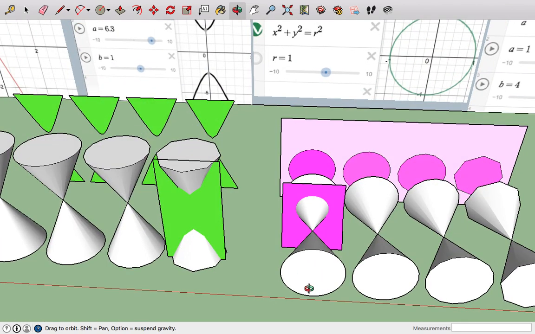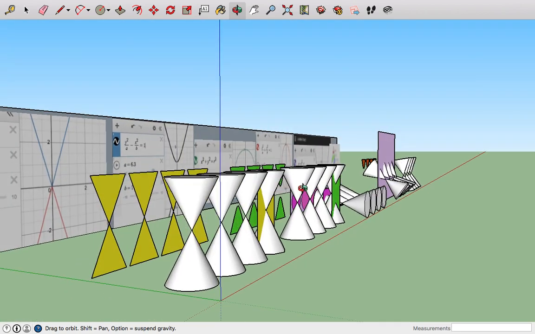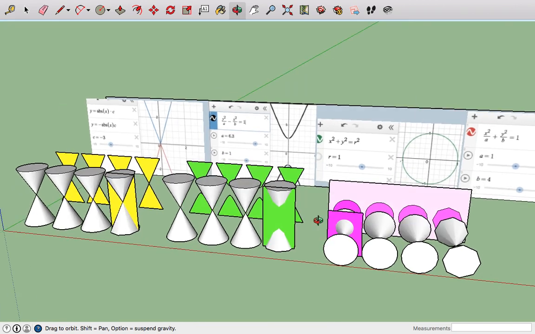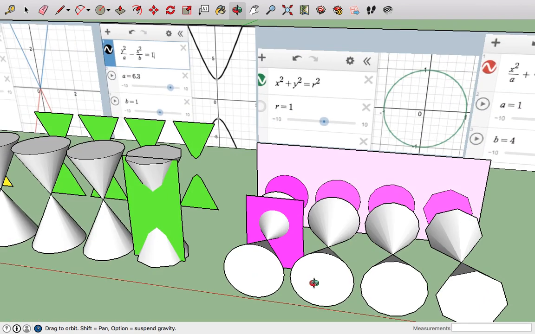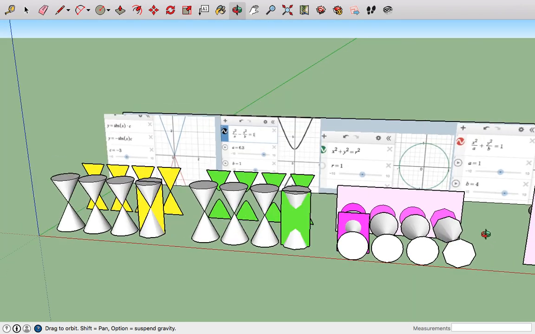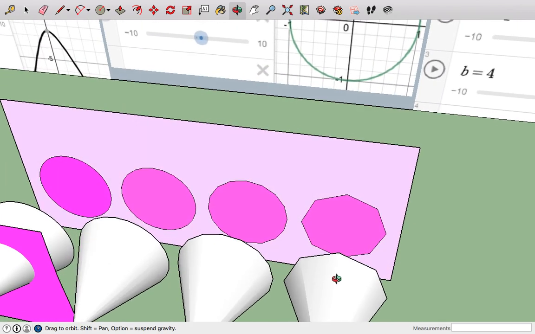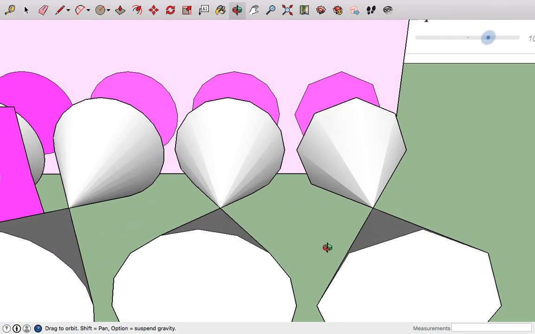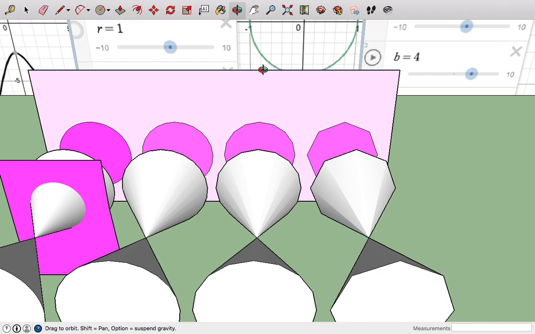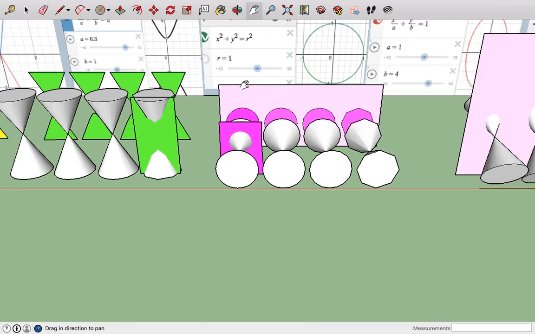Well, circles are kind of a fun one. So if you rotate this cone 90 degrees such that it is horizontal, and then you project that onto a plane, you will get an octagon in the case of the octagonal cone, and you'll get something that looks more and more circular as you add more and more sides to your cone.